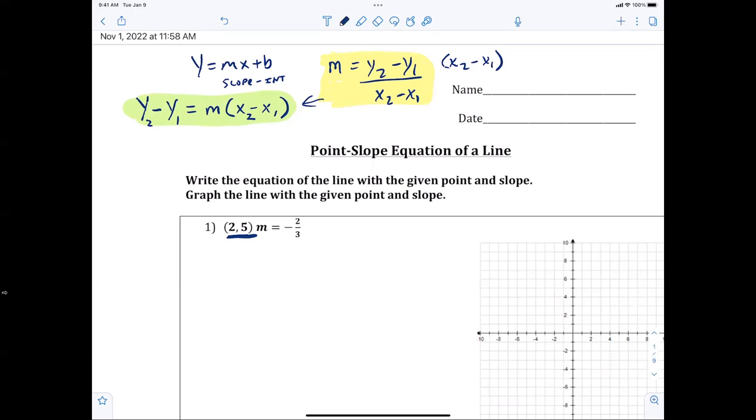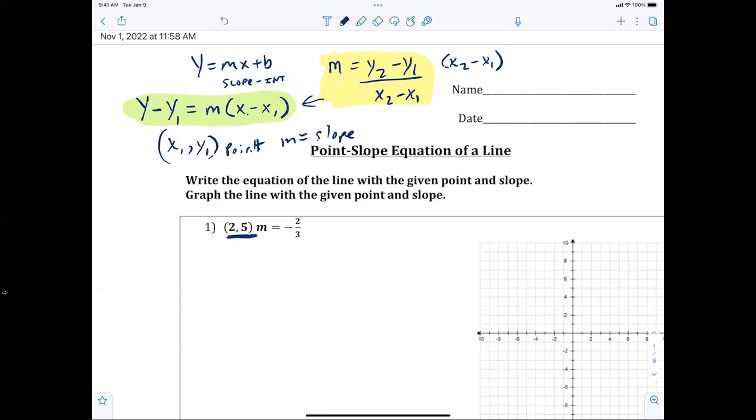So again, anytime you're unsure, it all goes back to the fact that the slope is defined as y2 minus y1 over x2 minus x1. And as I go backwards here a little bit, x1, y1 is the point, and m is equal to the slope. That's all there is to it. You're going to be amazed at how simple this is.